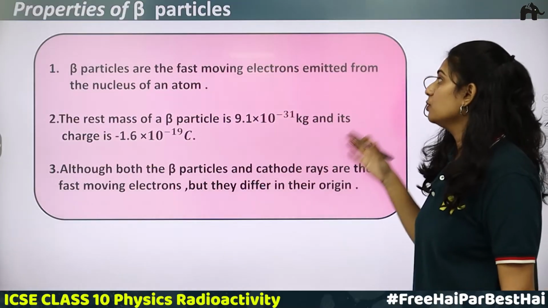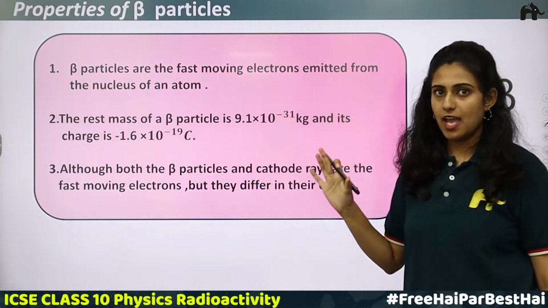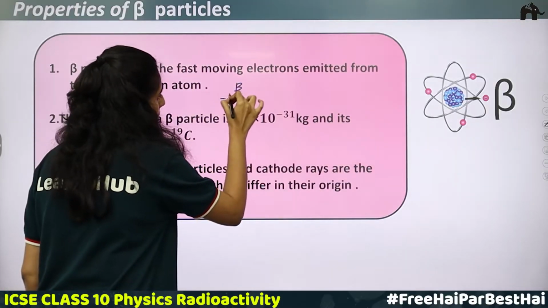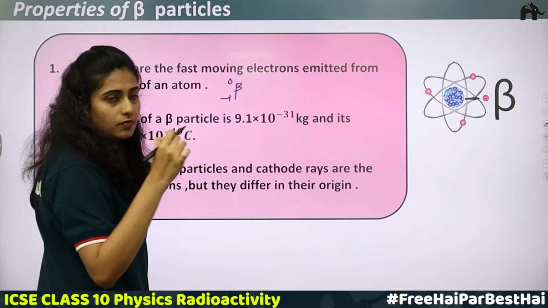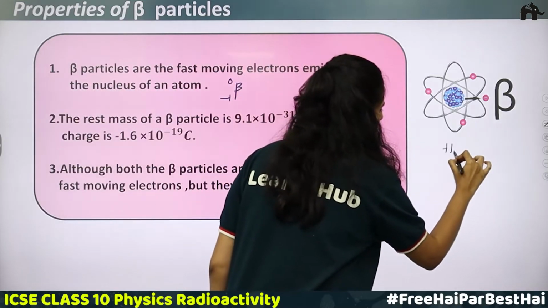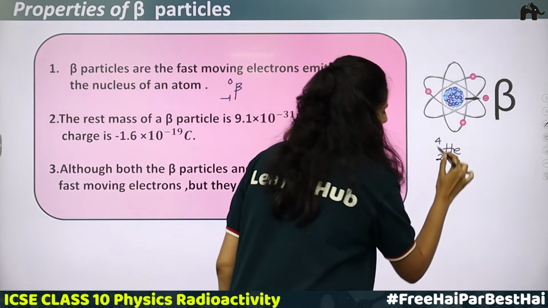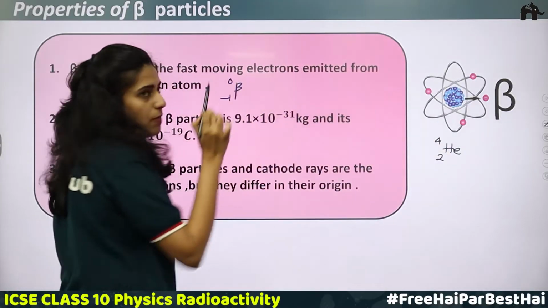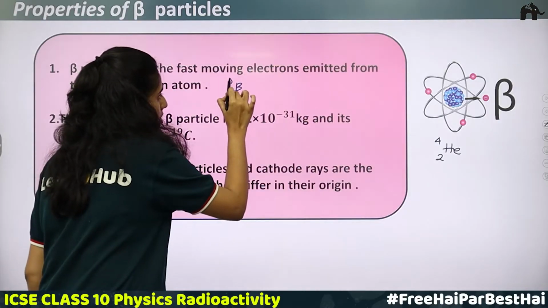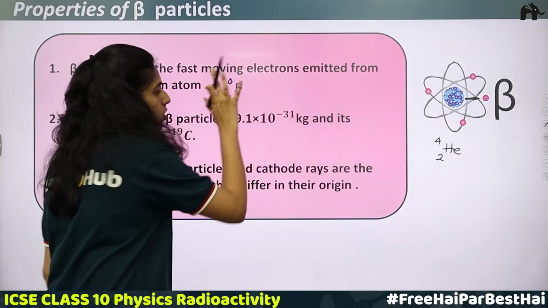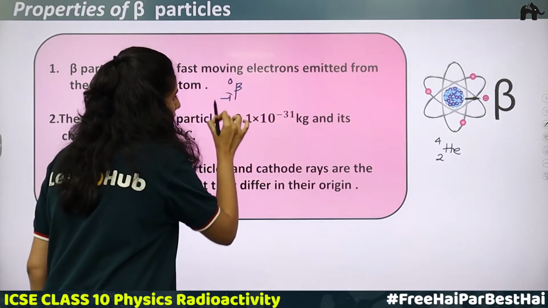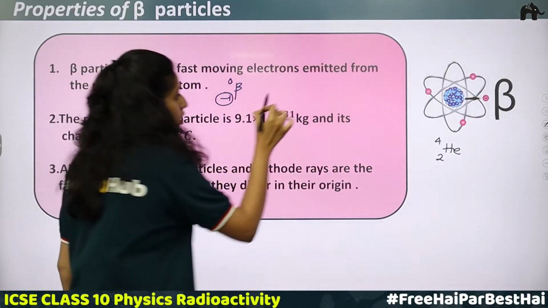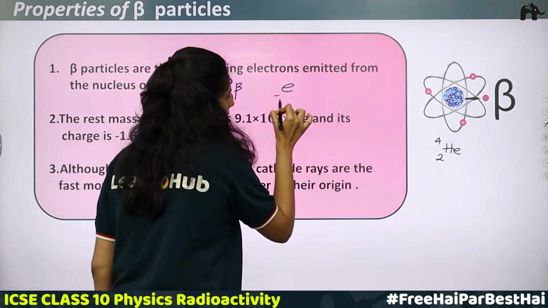Beta particles are the fast moving electrons emitted from the nucleus of an atom. Beta particles, like alpha particles, are represented as beta minus, with 0 and minus 1. Alpha particle, as we said, is helium with atomic number 2 and mass number 4. When you take a beta particle, there is no mass number because neutrons and protons are not involved. And in place of atomic number, it will have minus 1. You can also represent it as the electron symbol with minus 1, 0.